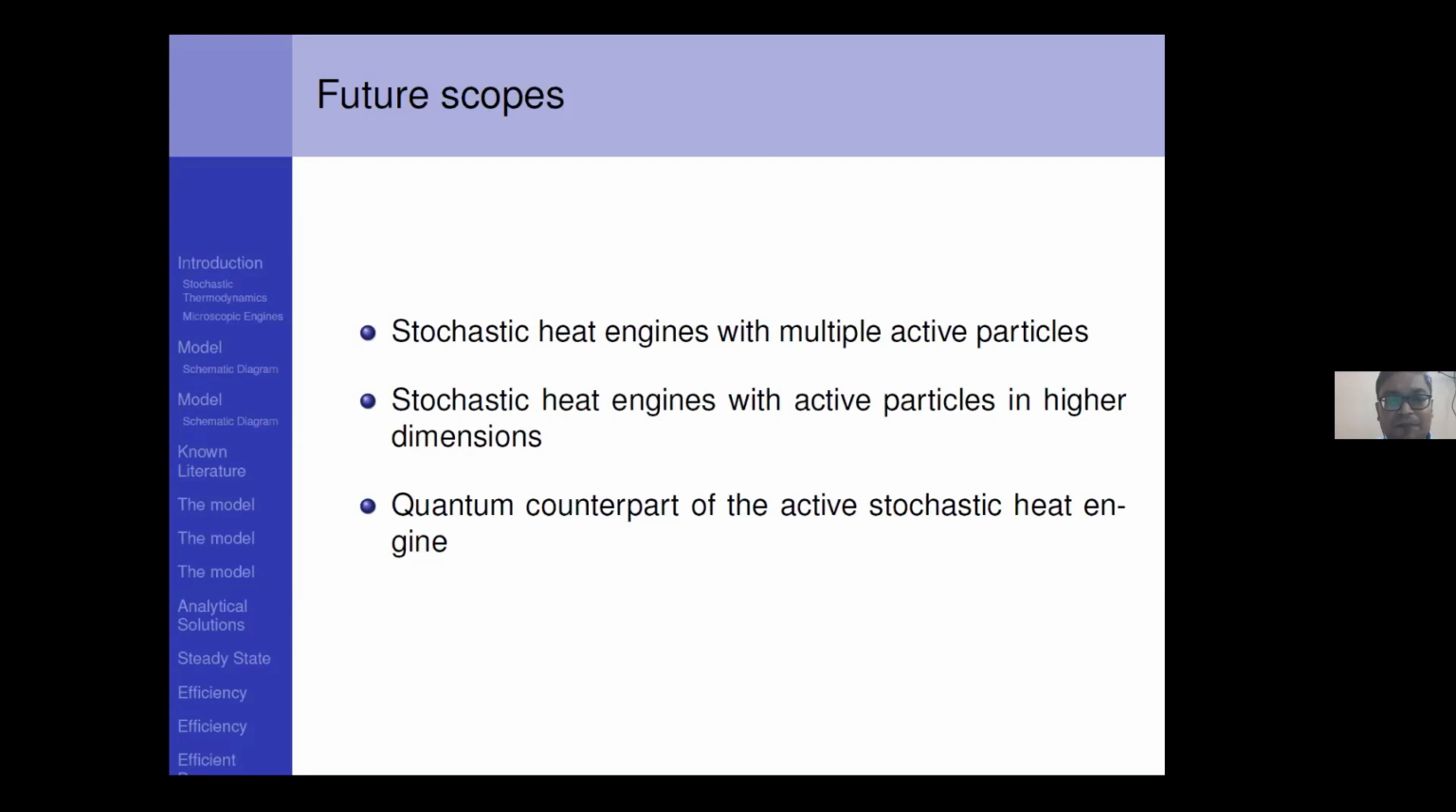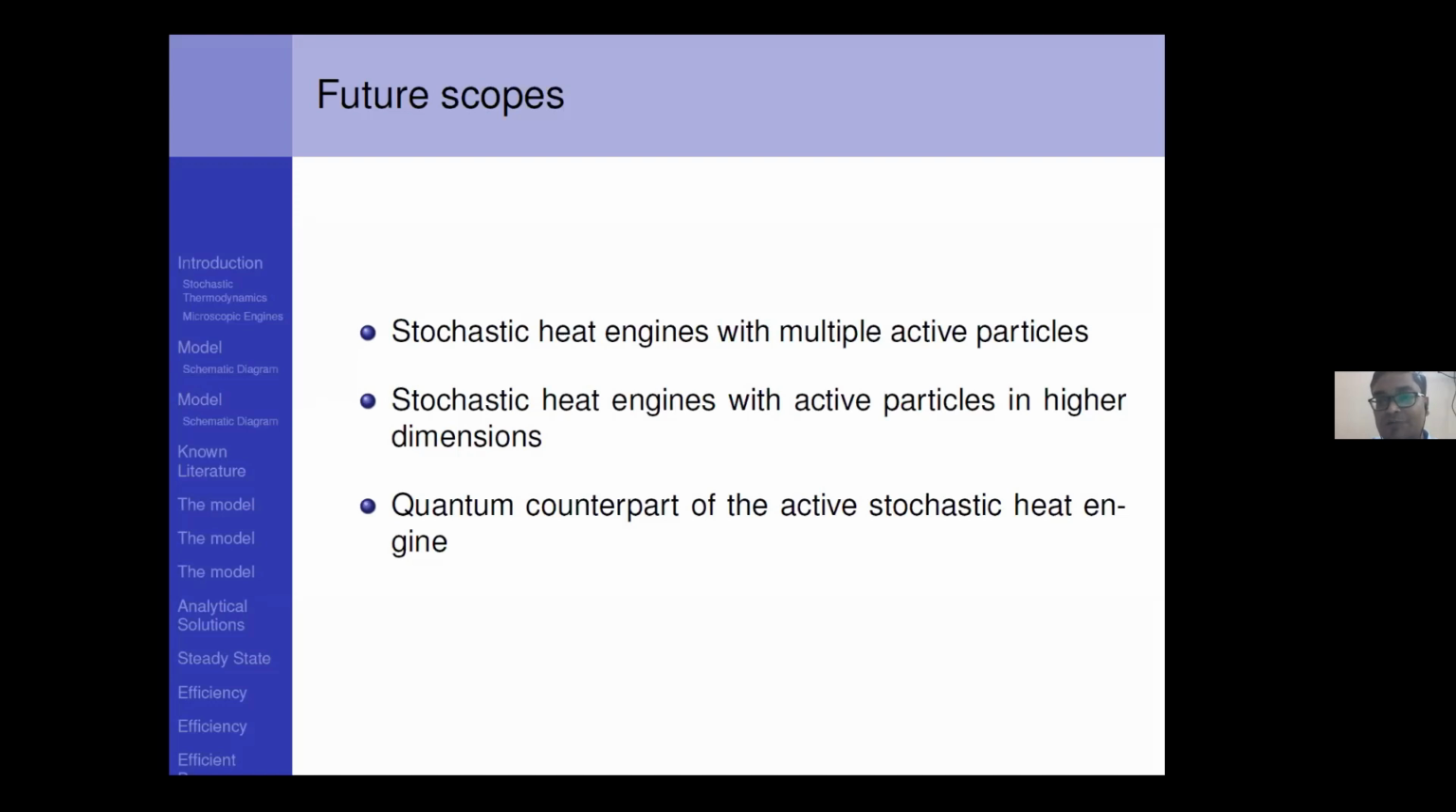I had one question. This efficiency and efficient power, all this depends on the cycle you are taking, and for this active thing, how does it actually depend on the explicit type of noise you choose? Does it depend much? You mean what kind of distribution or correlations of active noise? Yeah, if I use different correlations, that also we haven't looked into. We have only looked at the Ornstein-Uhlenbeck noise.